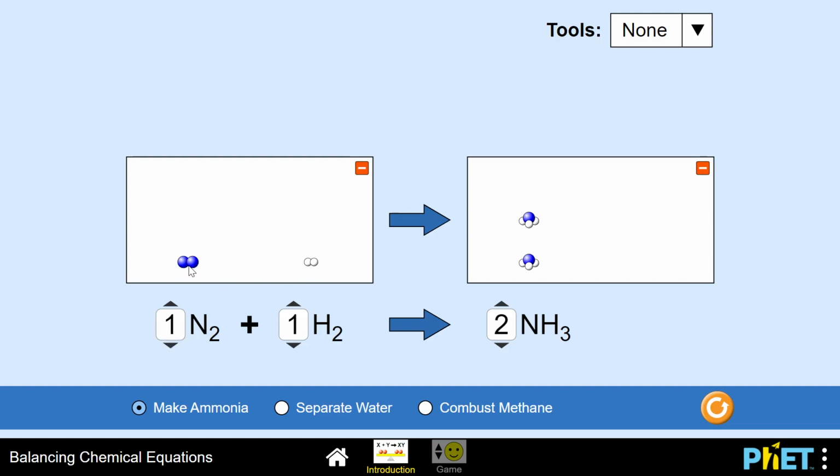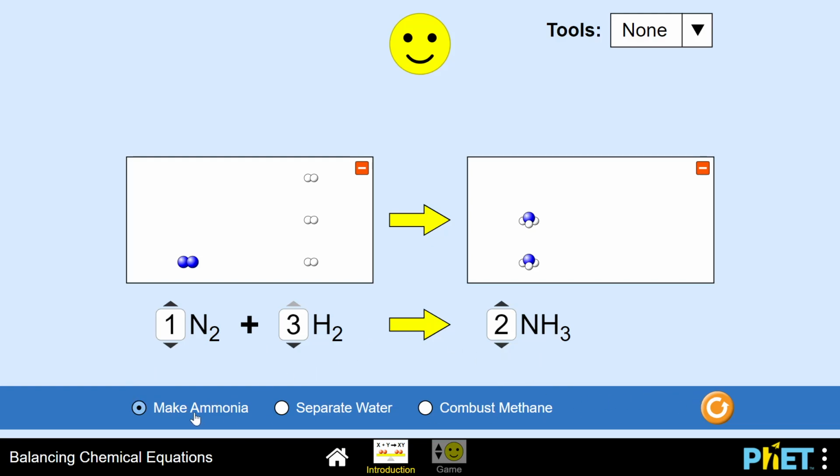So I already have 2 blue over here, so I don't need to change the blue, but I need to get up to 6 white, so I'm going to change the hydrogen to 3. Look, I got a smiley face. Yay! Alright, so that's how you know that you've done it, right? Once you've balanced the equation, so this chemical equation, the ratio or the recipe would be 1 nitrogen molecule plus 3 hydrogen molecules is going to give you 2 ammonia molecules. Okay, nitrogen plus hydrogen gives you ammonia, or NH3.